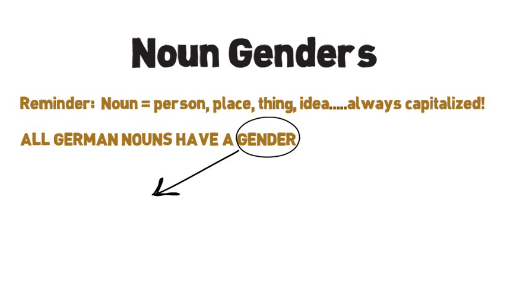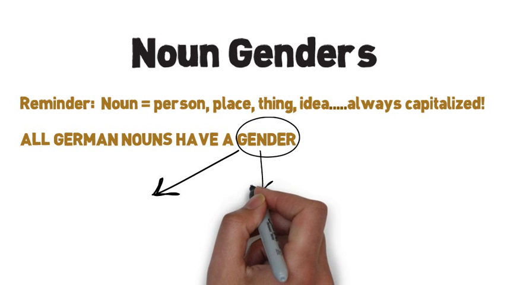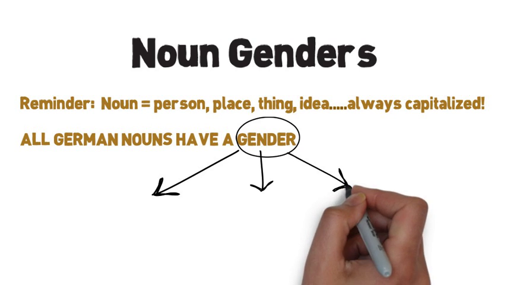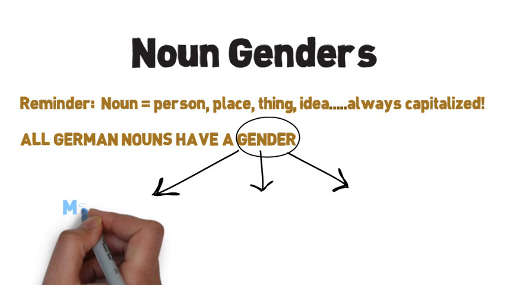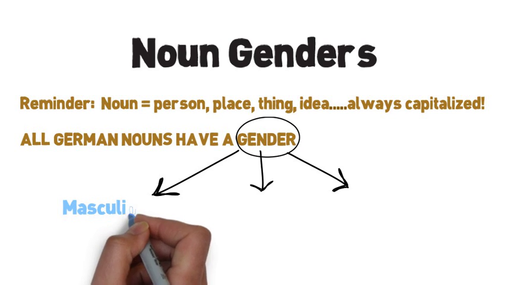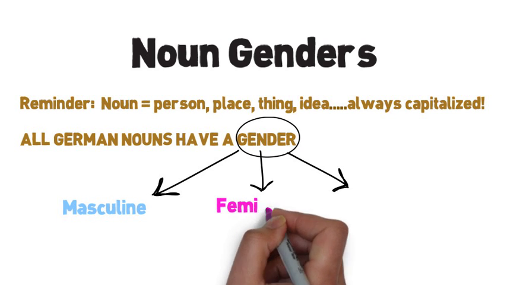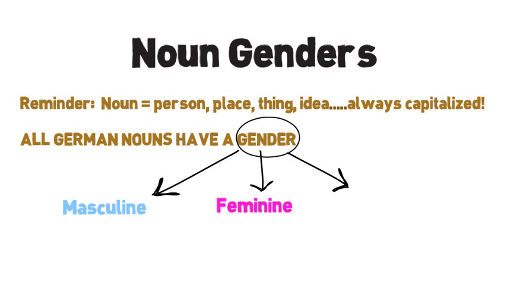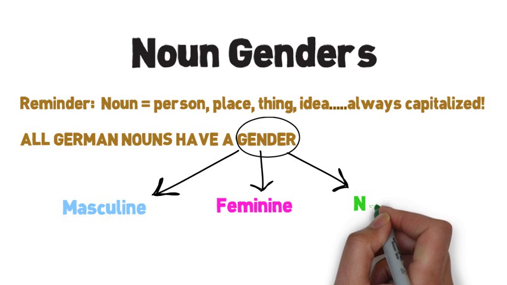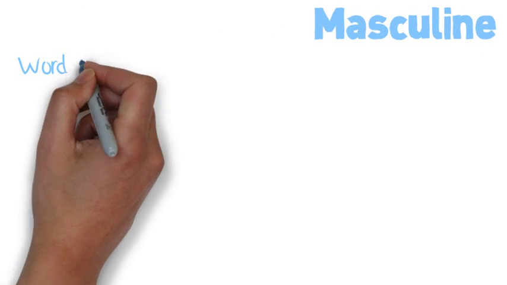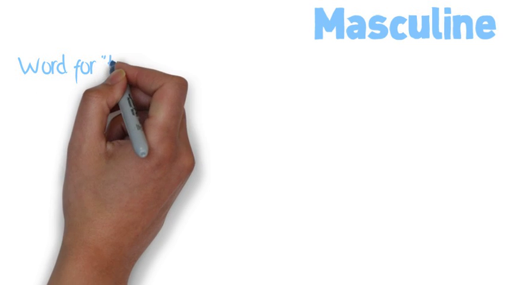There are three possible genders in German. Unfortunately for German learners, it's not always predictable what gender a noun will be. You can't look at the noun and tell what it's going to be. Some nouns are masculine, some nouns are feminine, and some nouns are neuter. It's your job as the learner to learn the gender of the noun when you learn the noun itself, so that you will be able to actually use it.